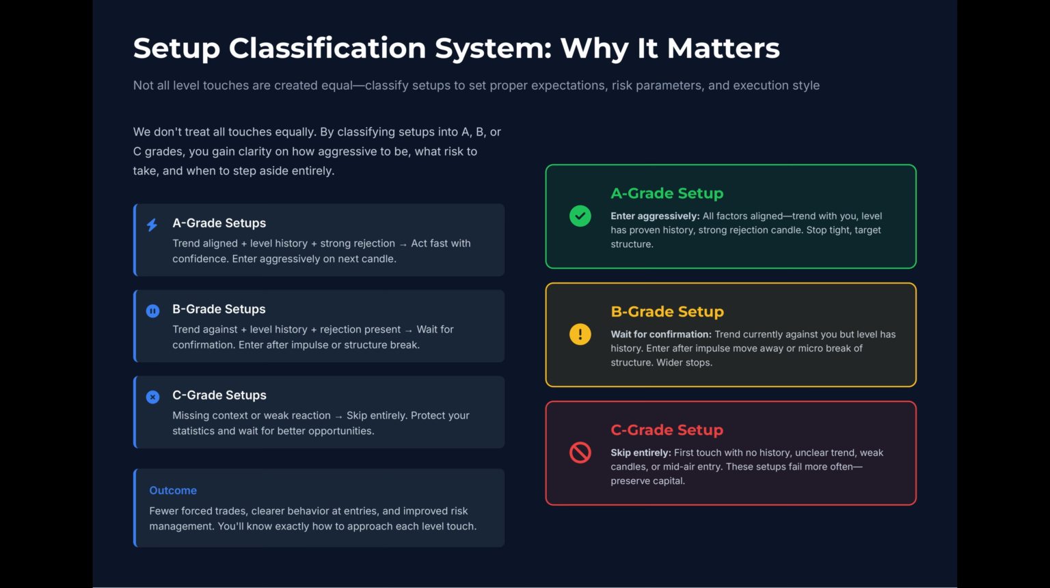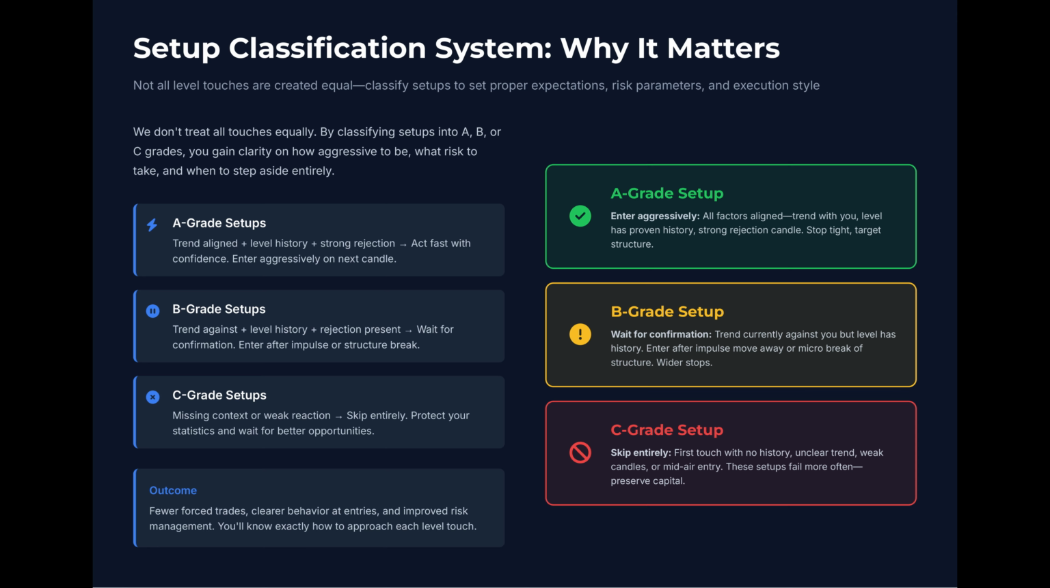The outcome of this classification system is rather profound. You stop forcing trades. You set clear expectations before you enter. You know whether to be aggressive or cautious. And most importantly, you avoid the psychological trap of treating every level touch as if it's a must-take trade. This is discretionary trading at its finest, using objective criteria to classify subjective market behavior. It's systematic, yet flexible. It's rule-based, yet adaptable to market conditions.